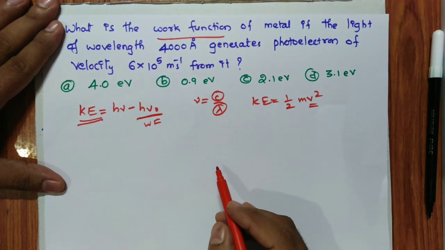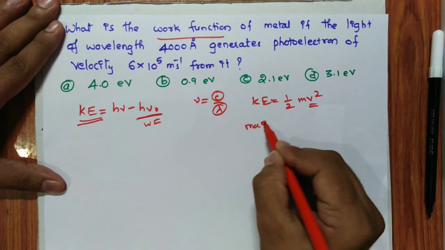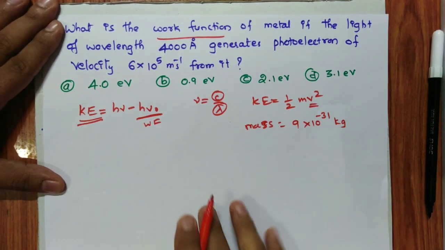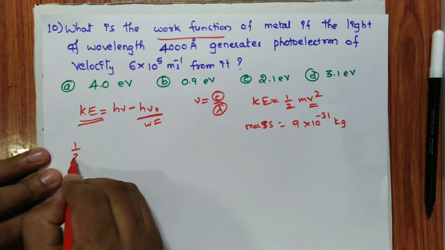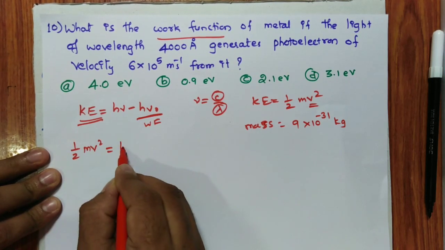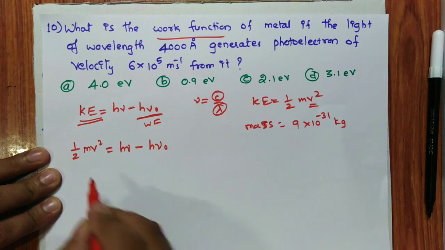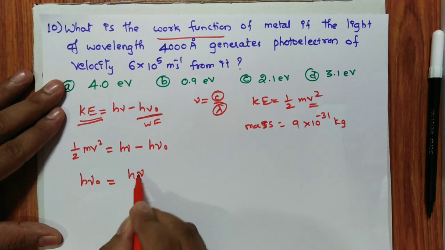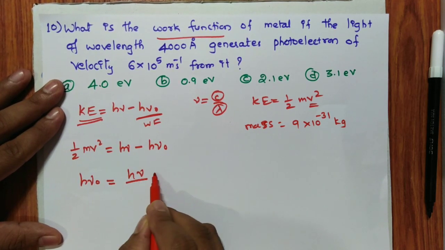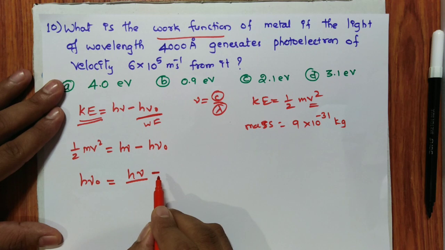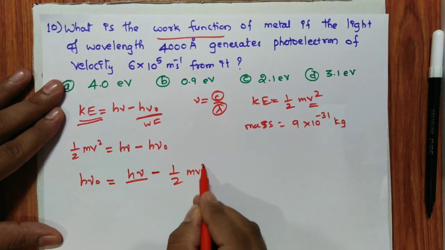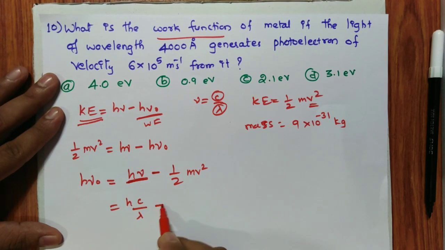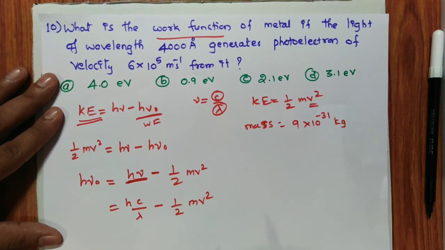When it is an electron, remember, the electron mass is equal to 9 into 10 to the power minus 31 kg. So substitute here. I will write half mv square is equal to h nu minus h nu naught. I require h nu naught, so h nu naught is equal to h nu minus half mv square. Now, this h nu I can write as hc by lambda minus half into mv square.